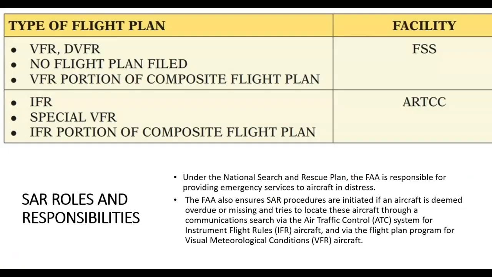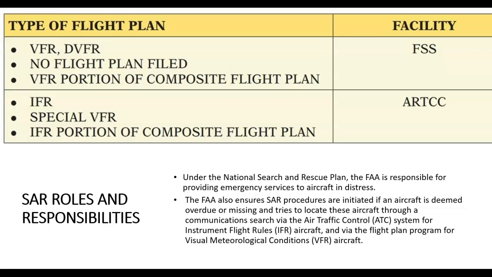Under the National Search and Rescue Plan, the FAA is responsible for providing the emergency services for aircraft in distress, and the FAA also ensures search and rescue procedures are initiated if an aircraft is deemed overdue or missing, and tries to locate the aircraft through communication search via air traffic control for instrument flight rules and via the flight plan program for visual meteorological conditions, or VFR aircraft.